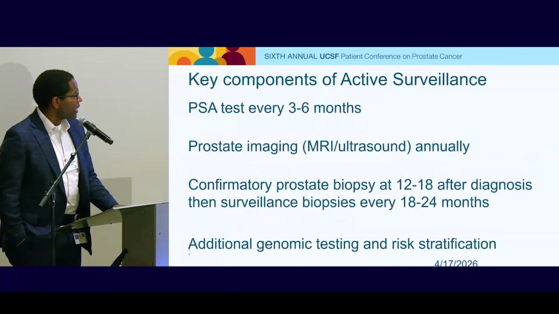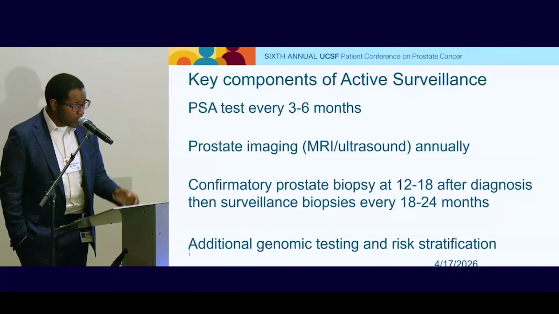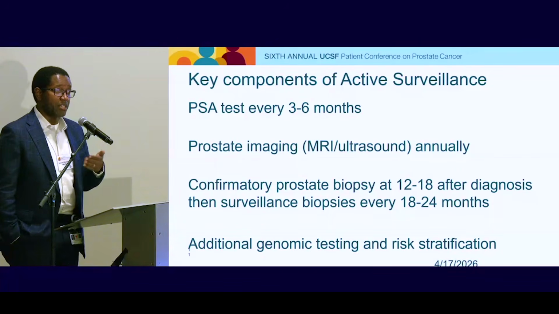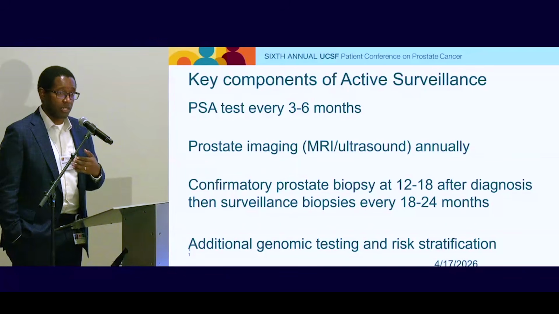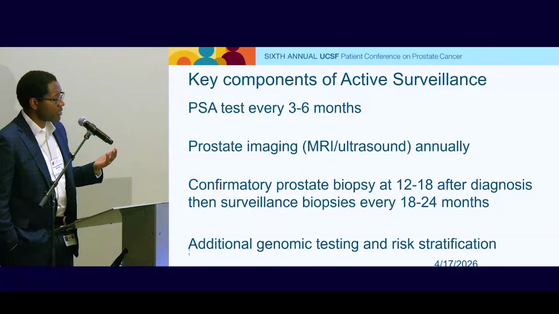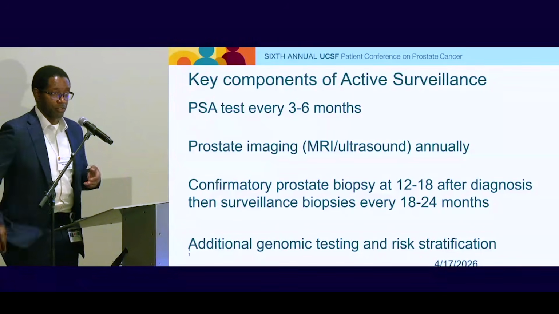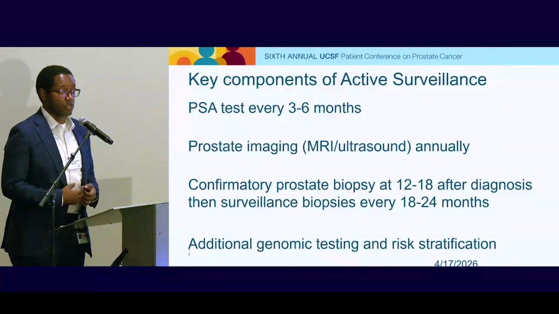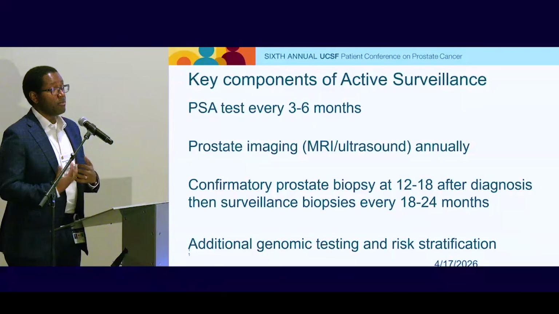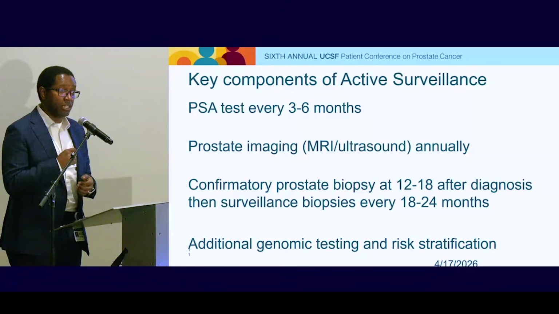The key components of active surveillance are many. Looking at the PSA, that blood test, several times a year. Imaging of the prostate with MRI or ultrasound once a year. A biopsy after the initial biopsy. So you have the first biopsy that gives you the diagnosis, a confirmatory biopsy to make sure that nothing was missed with that small needle.